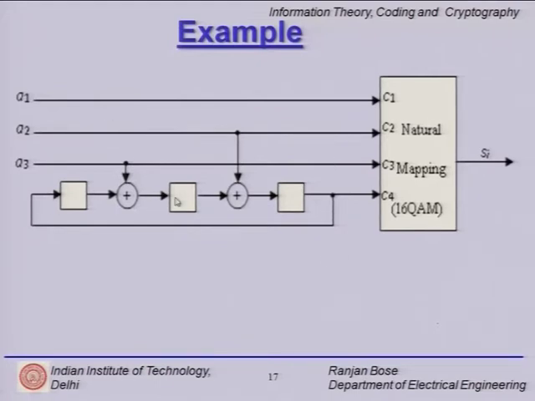It takes 3 bits and gives out 4 bits followed by a natural mapping, but this time I need to have a 16 QAM, and consequently we get a mapped symbol SI out. Again, there are 3 memory elements leading to 8 states in the trellis. So, rate 3 by 4 convolution encoder, natural mapping, 8 state trellis.